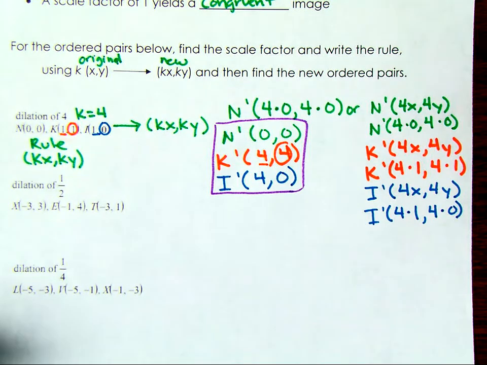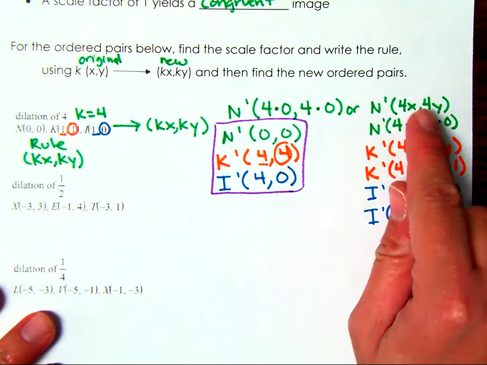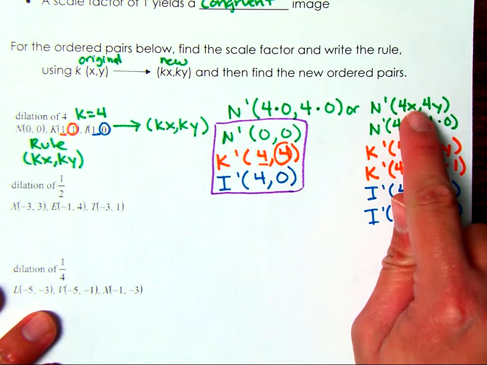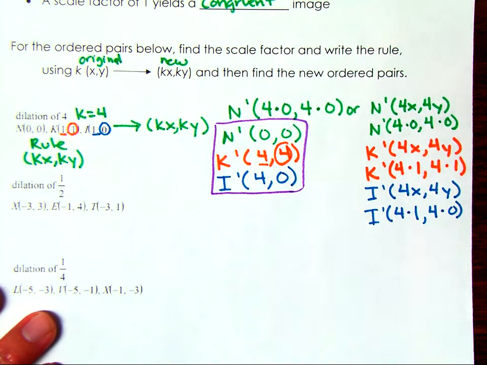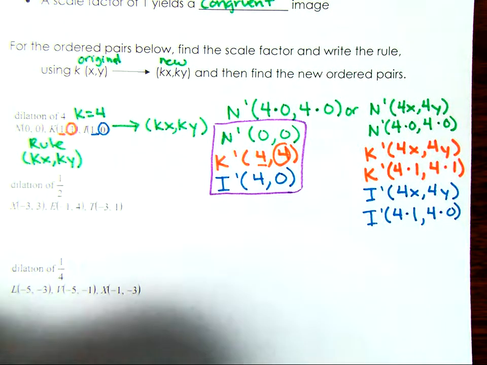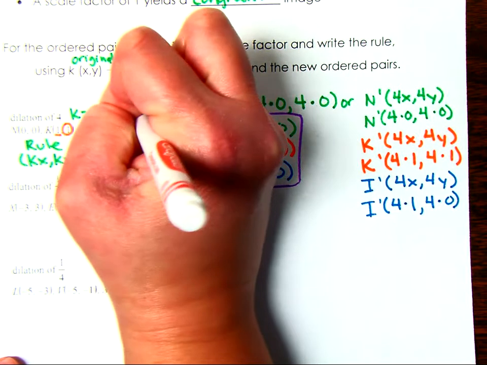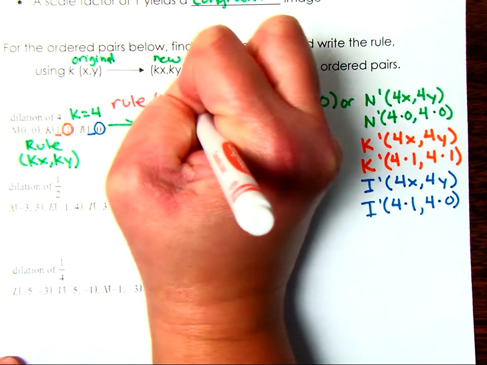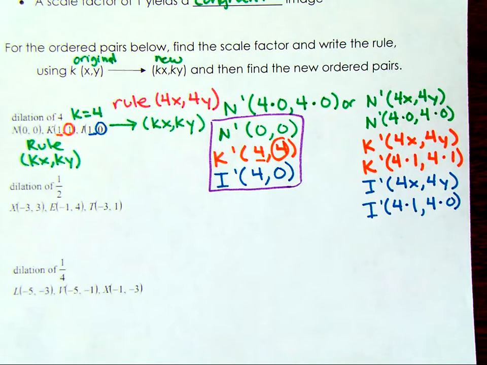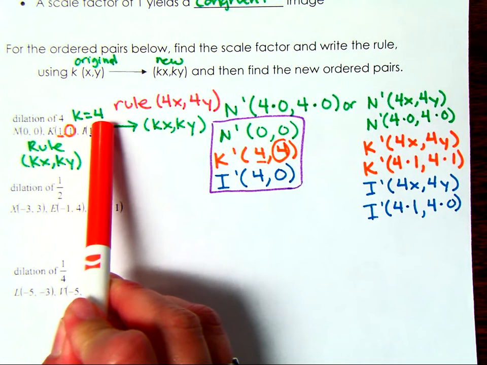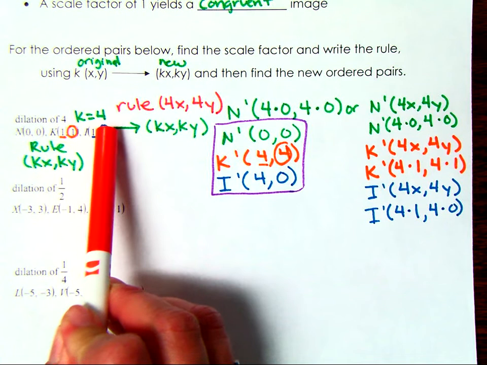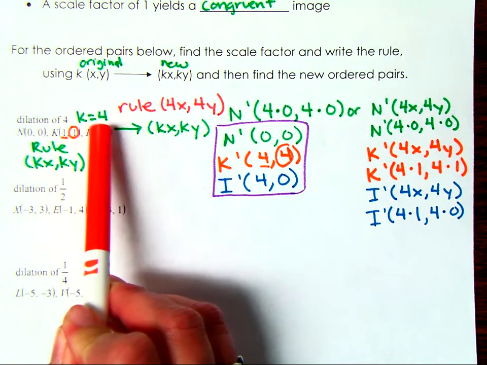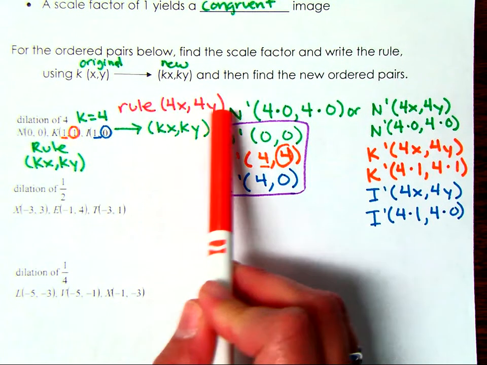Okay. Now I know a lot of you guys are going to try and do these real fast in your head, and you can. However, when they're asking you for the rule, this is what we're looking for. So the rule for this problem is 4x, 4y. No matter what your x was or what your y was, you're constantly multiplying by 4 because that's your constant of proportionality. This is your scale factor that you're multiplying by.